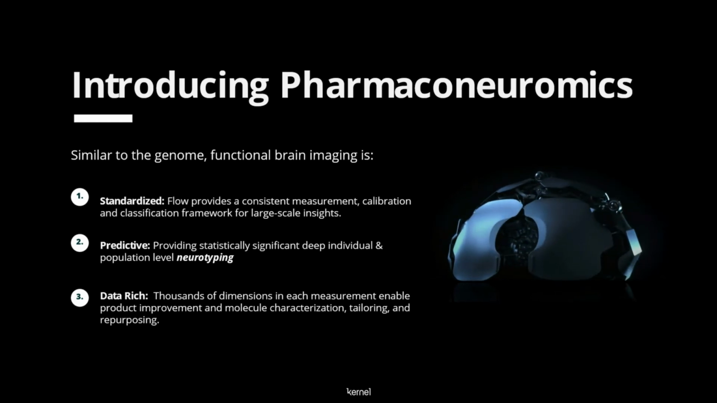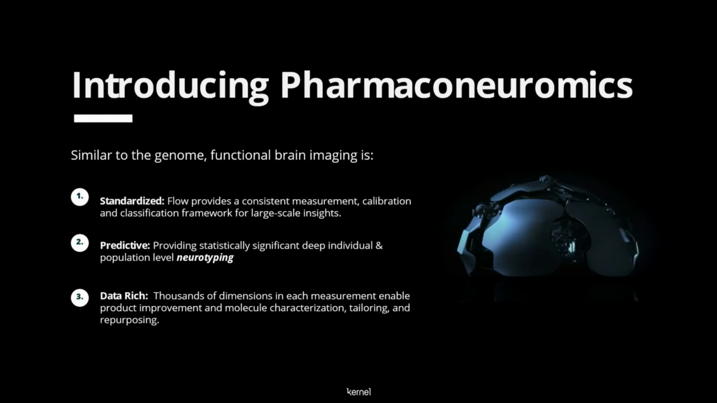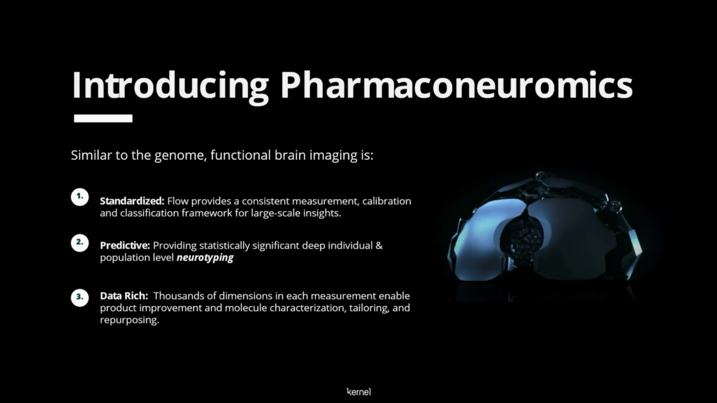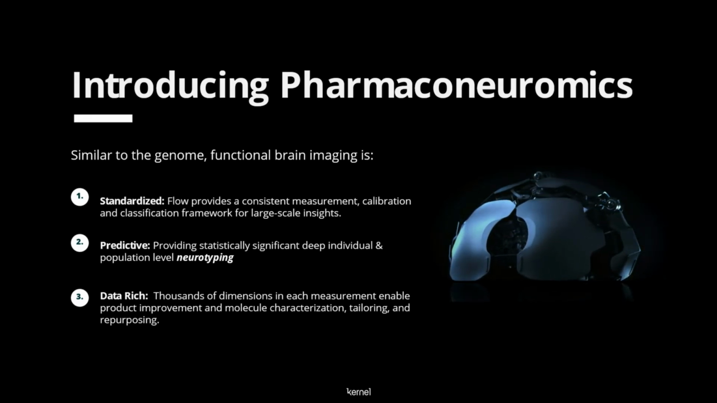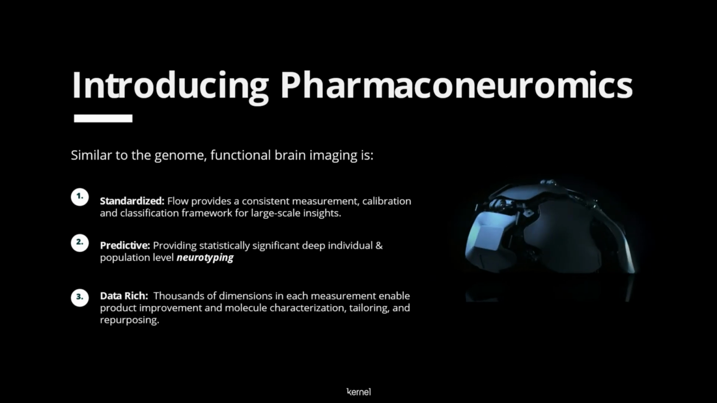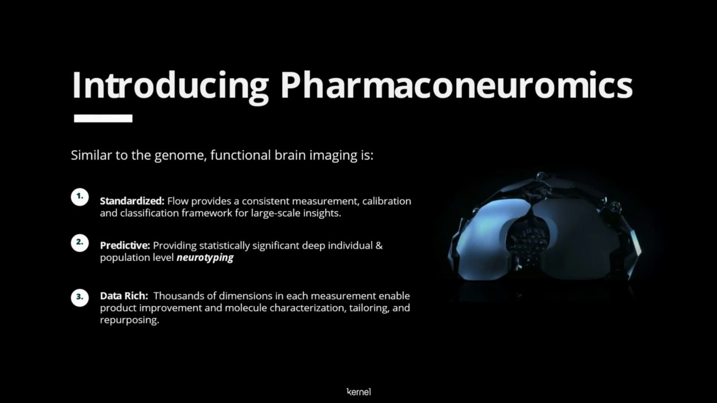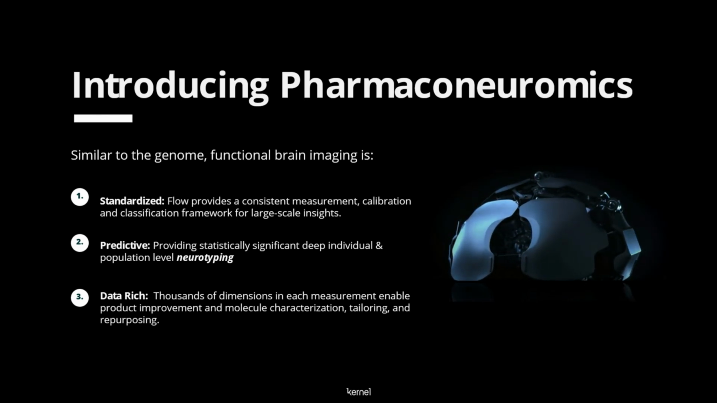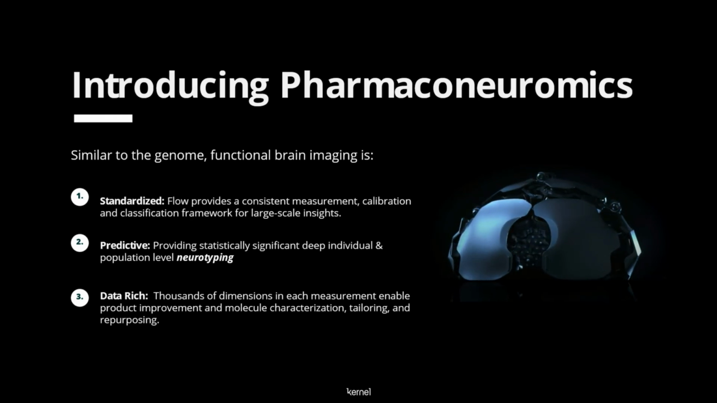And so similar to the genome, functional brain imaging is standardized with Kernel Flow. So all the data is calibrated in the same way. You can build large data sets and derive meaningful insights from them because everything is so standardized with how we've built it. It can be predictive. So through neurotyping, you can start to develop population level or individual neurotypes that may be more informative in selecting which groups should be given which treatments.